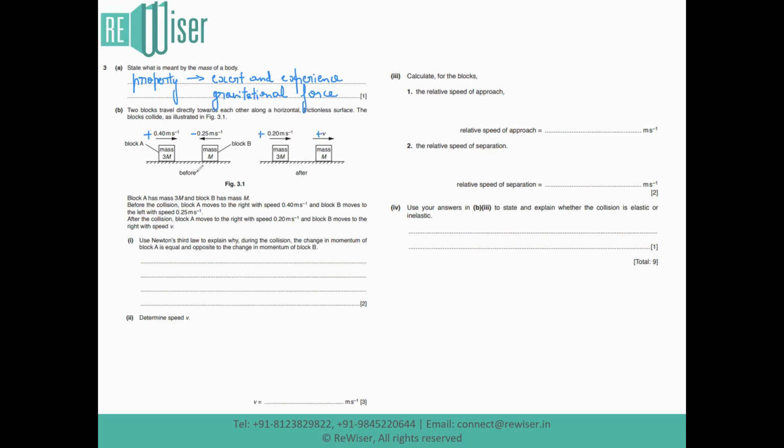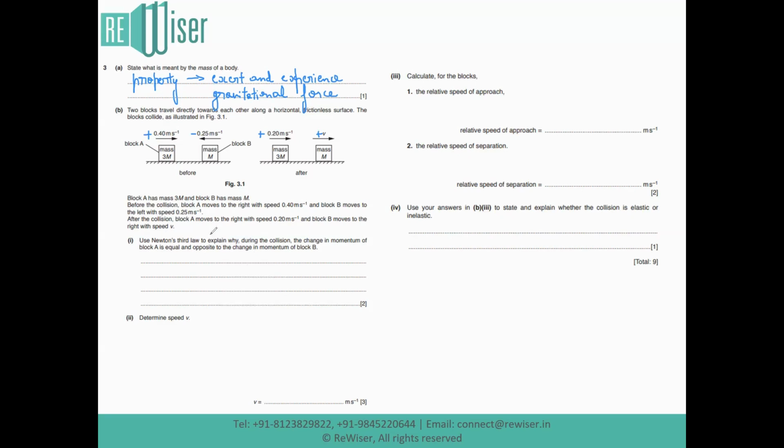They have given that block A has a mass of 3m, while block B has a mass m. Before the collision, block A moves to the right with a speed of 0.4 meter per second, and block B moves to the left with a speed of 0.25 meter per second. After the collision, block A moves to the right with a new speed of 0.2 meter per second, while block B moves to the right with a speed of v. Use Newton's third law to explain why during the collision, the change in momentum in block A is equal to and opposite to the change in momentum in block B.